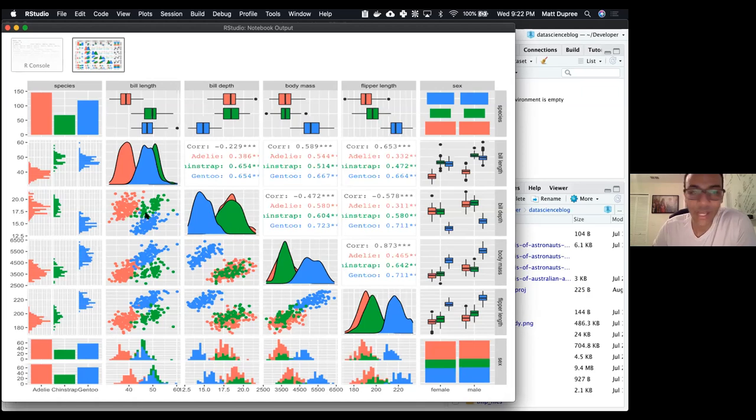So actually here it is. In this second column, in the third row, it's just a scatter plot of bill length colored by species. And you can see for sure that they're positively correlated as long as you are looking at it by species. Correct.